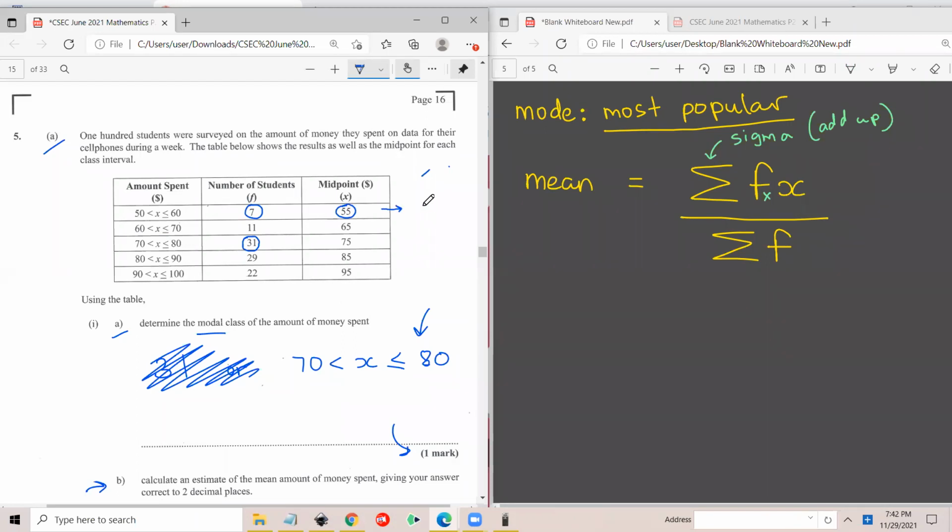All right, I'm just going to put the value here and call this column Fx. They should have given us an extra column. I don't know why they didn't give us one. So I'm going to do the first one for you.